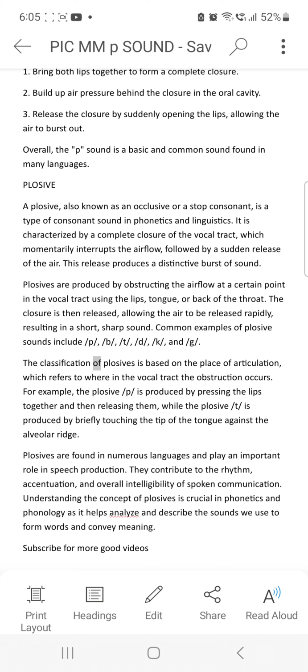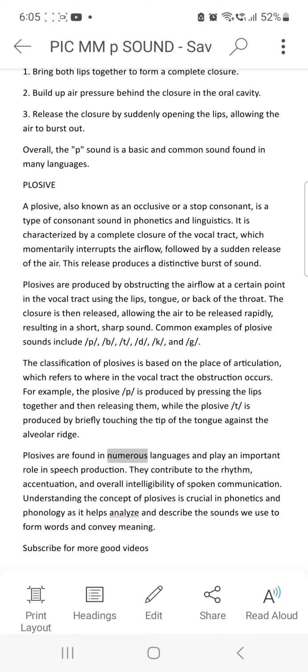The classification of plosives is based on the place of articulation, which refers to where in the vocal tract the obstruction occurs. For example, the plosive p is produced by pressing the lips together and then releasing them, while the plosive t is produced by briefly touching the tip of the tongue against the alveolar ridge.